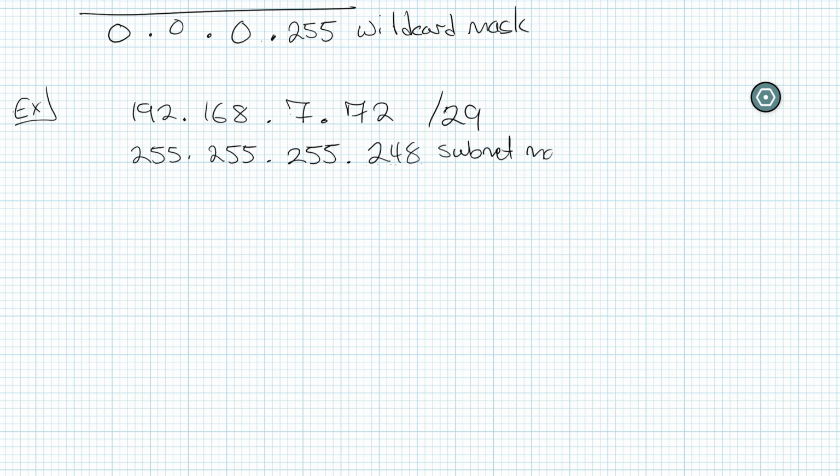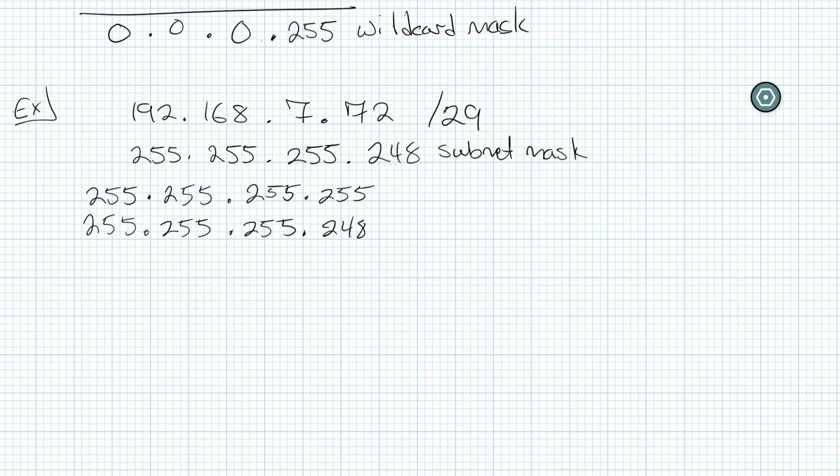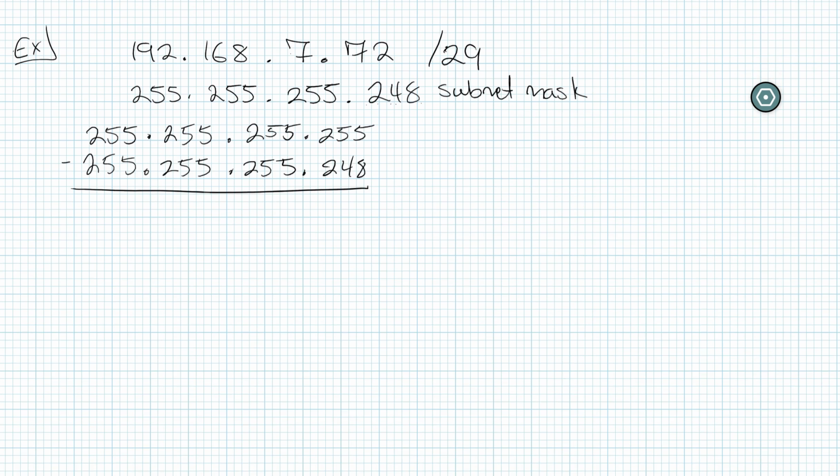So we're once again going to use the subtraction trick. My address is 255.255.255.255, and I'm going to subtract the subnet mask that I have from all ones. We're always subtracting from all 255s for this trick, by the way. So 248. And that should give me the wildcard mask that I need. So now, what's 255 minus 248?